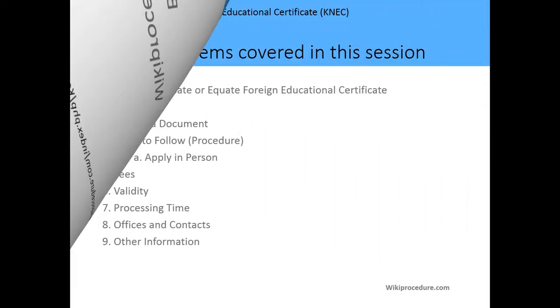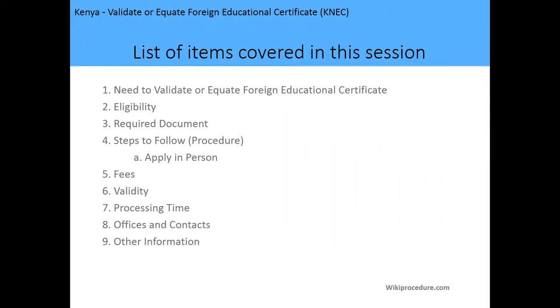The list of items that we are going to cover in this session include the need to validate or equate your foreign education certificate, the eligibility, the required documents, the steps to follow while you're making the application, the applicable fees, the validity period, the processing time, offices and other contacts, and other relevant information.